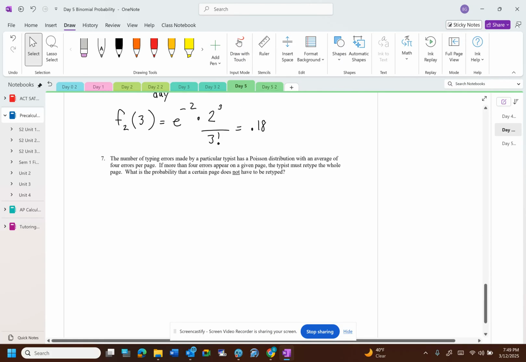Why don't you go ahead and try to do problem number 7? See what you can get on that. Again, I'm going to post the answers to that so you can take a look, but I feel like you should be able to figure that one out. I'll post the answers for you.